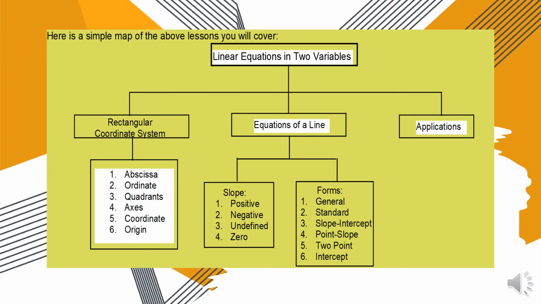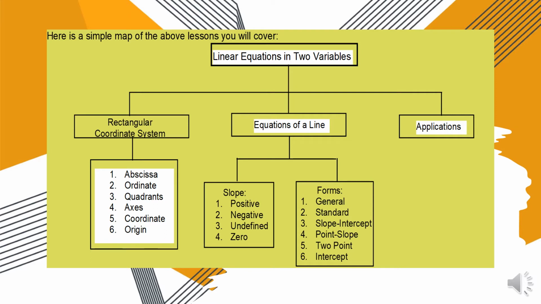Here is a simple map of the above lesson that you are going to cover. We have the main topic, which is the linear equation in two variables. Its subtopics are rectangular coordinate system, equation of a line, and its application. Under the rectangular coordinate system, we have 6 topics, which are abscissa, ordinate, quadrants, axis, coordinate, and origin.